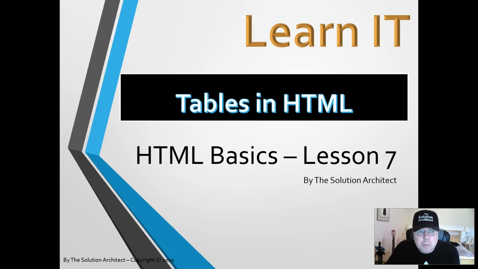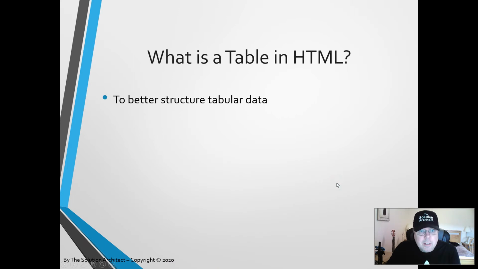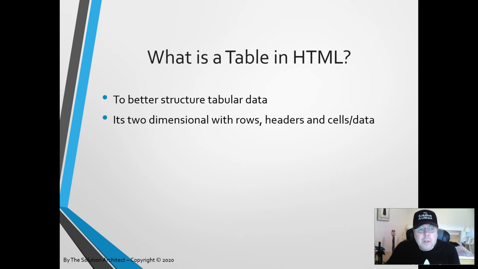In this video we'll talk about tables. This is quite important if you want to have a list of things that you want to display on your web page. Now let's jump into the theory first. So what is a table in HTML? It is a structure, or a better structure, that they call tabular data. It's two-dimensional, and with rows it's got headers and it's got cells or data within those cells.